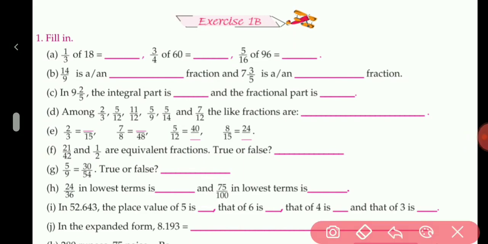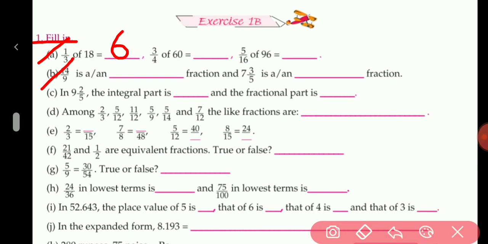Now look at question number 1. Fill in the blanks. A part. 1 upon 3 of 18 equals to dash. So we have to count the table of 3 till we get 18. 3 1 ja 3, 3 2 ja 6, 3 3 ja 9, 3 4 ja 12, 3 5 ja 15, 3 6 ja 18. So our answer is 6.